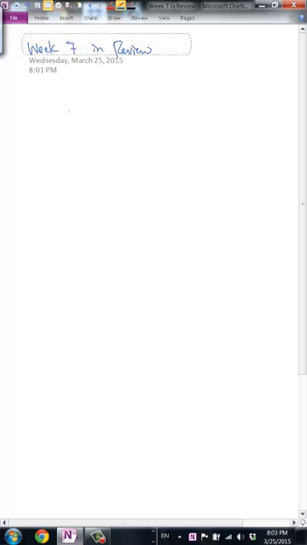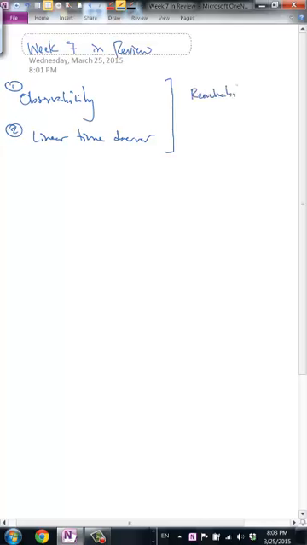So this week we covered two topics. We covered observability, and we also covered the idea of a linear time observer. And as you'll see, conceptually and also in terms of the mechanics, these are very related to the concepts of reachability and also linear state feedback.